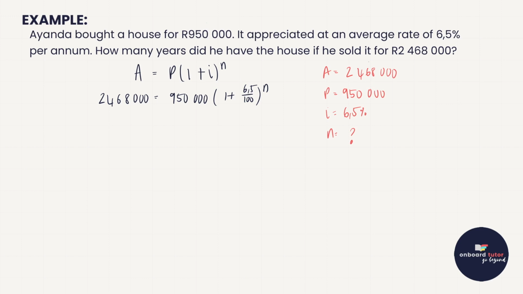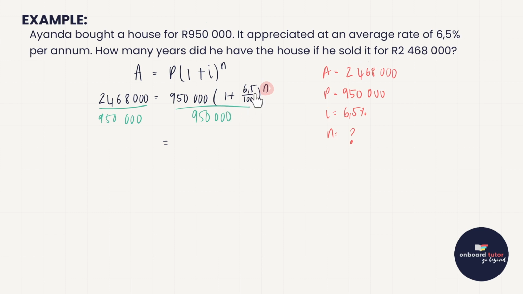Okay, I need to try and isolate this n value here so that I can solve. So let's start and divide both sides by the 950,000, because then I'll get the bracket on its own. Okay, and once again, I encourage you to leave your answer as an improper fraction until you need to work out that final answer. Another thing we can also do while we're getting our calculators out is we can work this out, the inside of the bracket.